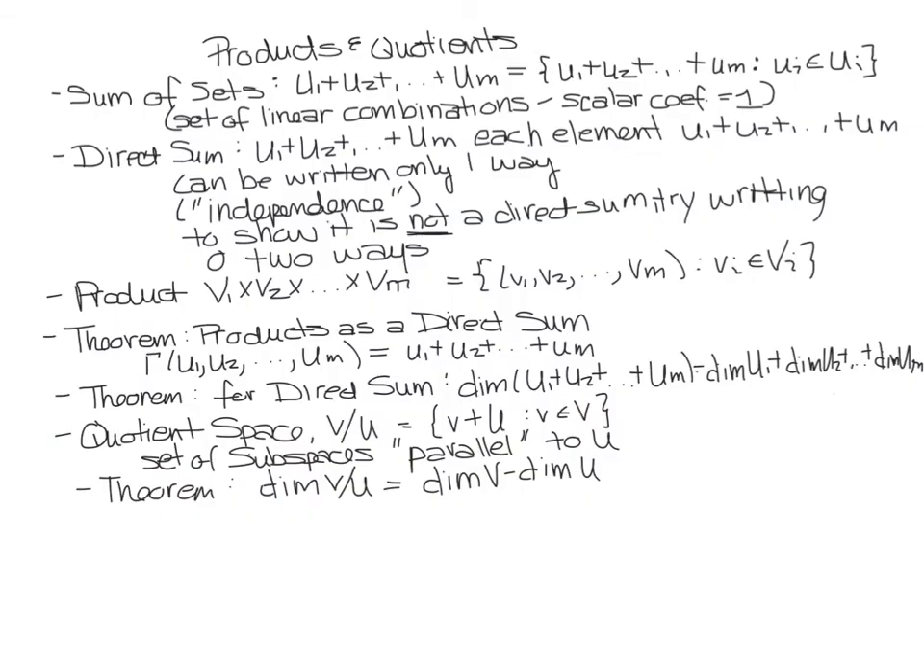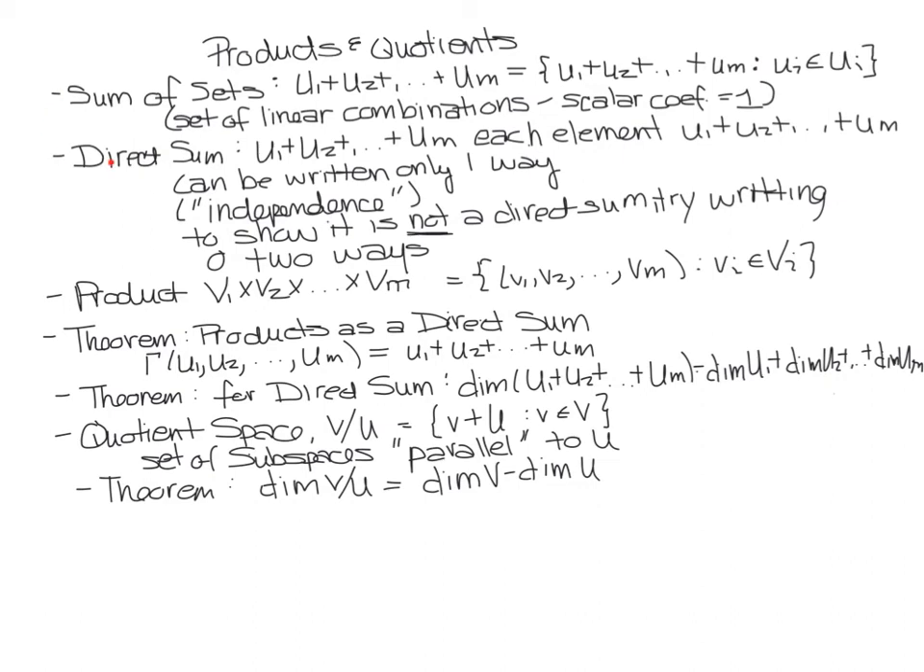And next I have this bonus kind of summary slide of products and quotients. I start by reviewing what a sum of sets is, and if you have subspaces U1, U2 up to Um, then the sum of sets, denoted this way, is basically u1 plus u2 up to um, where the vector u1 comes from set U1, the vector u2 comes from set U2, etc. So you can think of these as all the different linear combinations where your scalar coefficient is equal to 1 of vectors from set 1, set 2, up to set m.